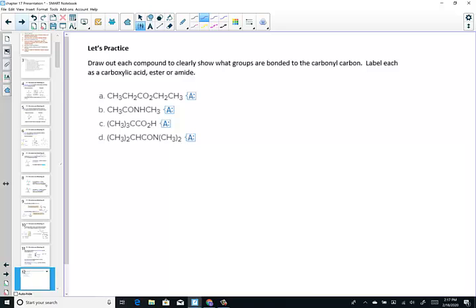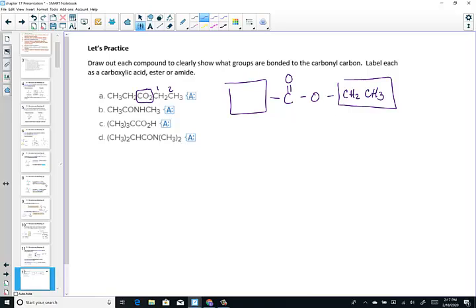Let's try to draw out each compound from their condensed formulas and then label those as a carboxylic acid, ester, or amide. Well, my eyes go right here to this particular section first, and what I'm going to say is that's the part that gives me this linkage. And then I want to decide what's on this side, and then I have to decide what's on this side. So that is the game here, deciding what we see on each side of the carbon double bond oxygen. To the right, I can see a 2-carbon chain, so I'll have CH2, CH3.